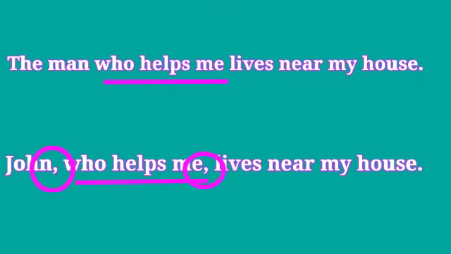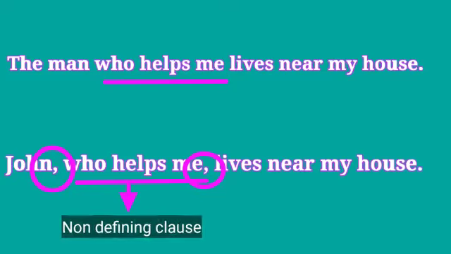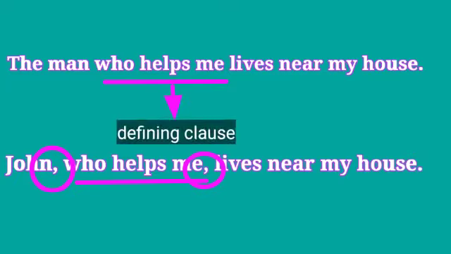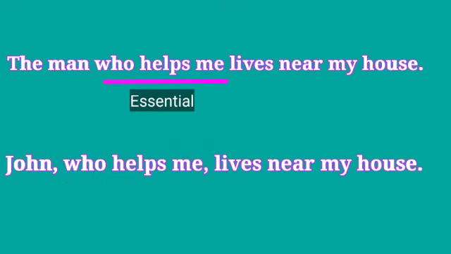We call it an appositive, or it is inserted just to add extra information about the subject. So in this case, we can see that "who helps me" with commas is a non-defining clause, while in the first sentence, "who helps me" without commas is a defining clause, and it is essential, not only extra information.